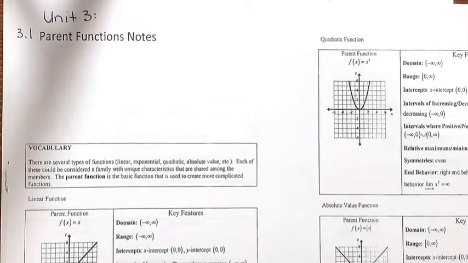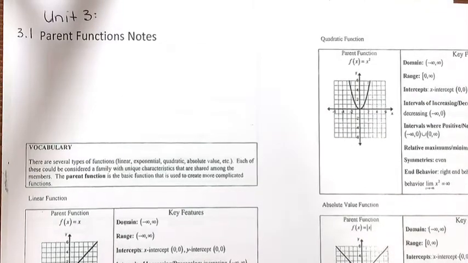There are several types of functions, including linear, exponential, quadratic, absolute value, and a lot more. Each of these different functions could be considered a family. And in that family, they will have unique characteristics that will be shared among their family members. So, a parent function is going to be the most basic function that is used to create more complicated functions. So, we're going to look at a few different types.